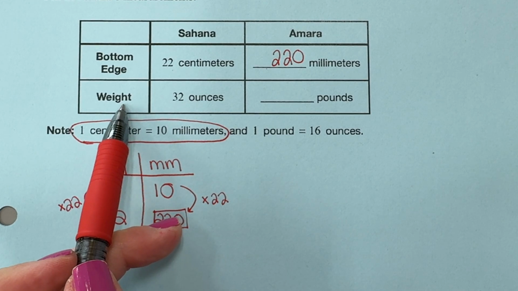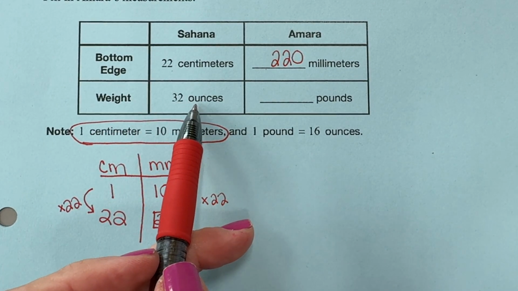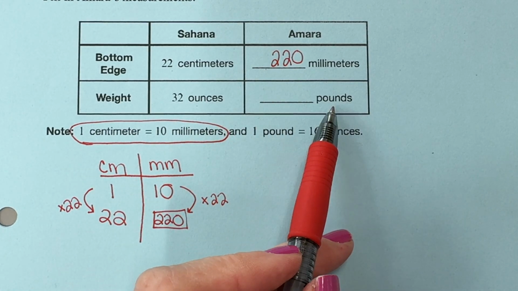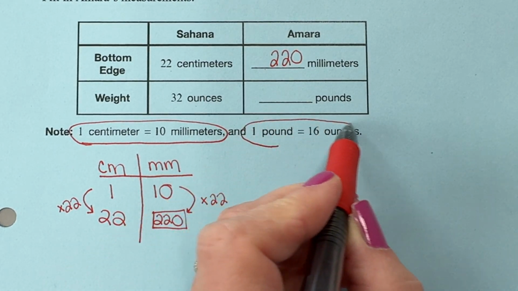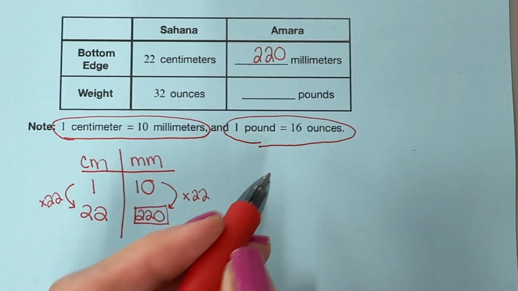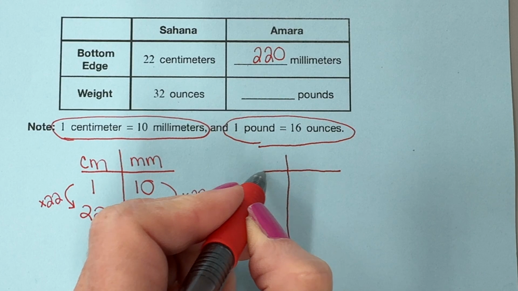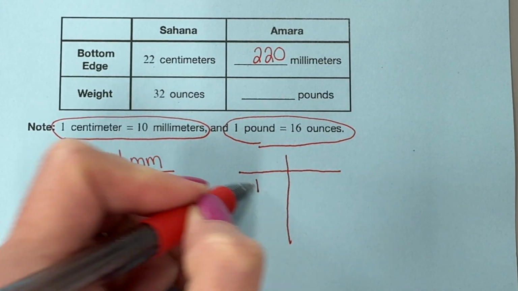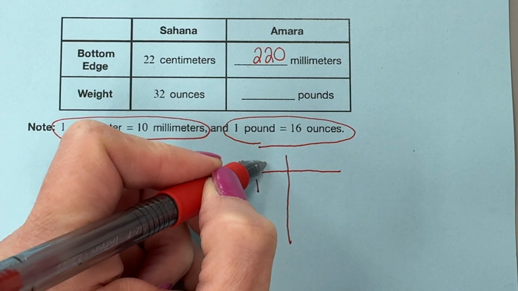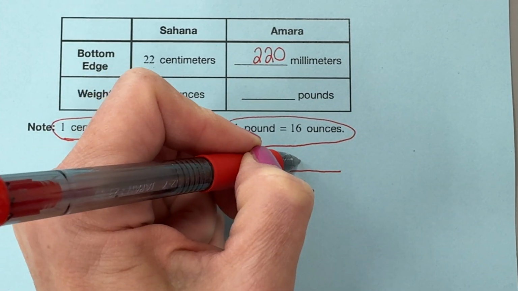We have weight of the book. Sahana measured the weight to be 32 ounces, but Amara wants it in pounds. Well, we have a conversion right here we can use. So let's make another T-chart, but on this T-chart, we'll put this conversion. So we know that 1 pound is the same as 16 ounces.